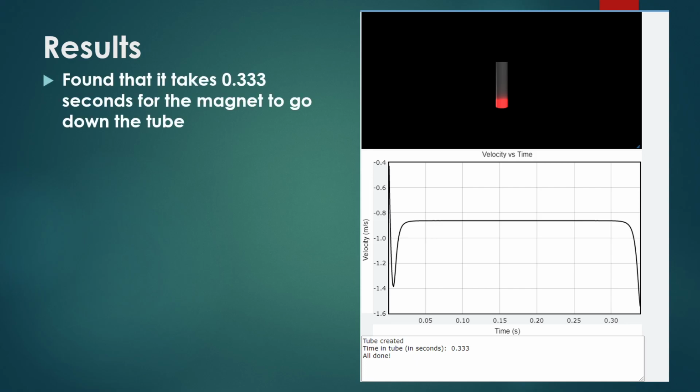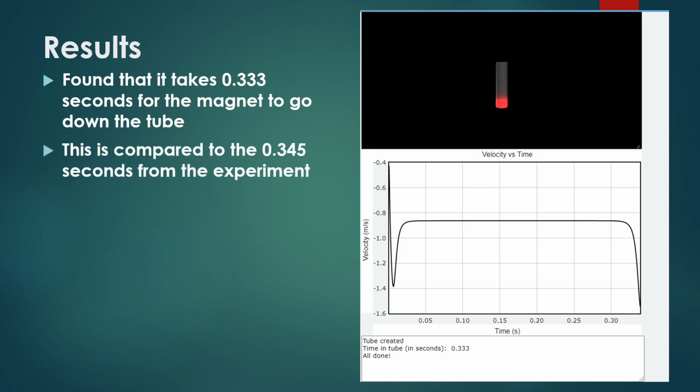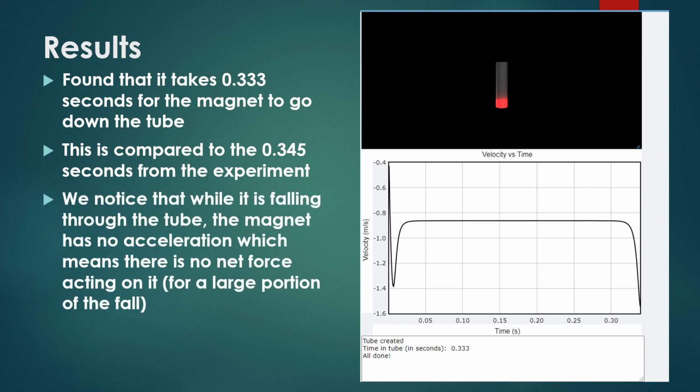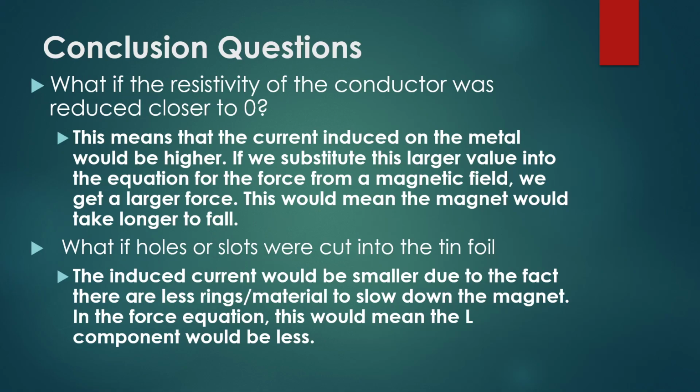We found that it took 0.333 seconds for the magnet to go down the tube. This is compared to 0.345 seconds from the experiment. Both are extremely close to one another. Notice that while it's falling through the tube, the magnet has no acceleration, which you know what that means? It has no net force, which means that gravity is equal to the force of the tinfoil on the magnet. Now conclusions.